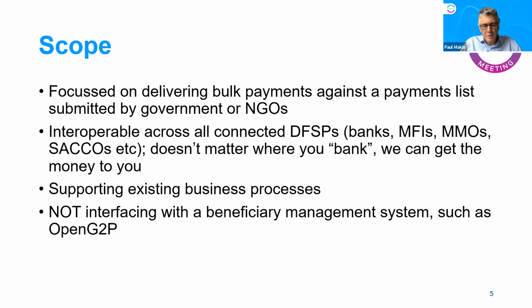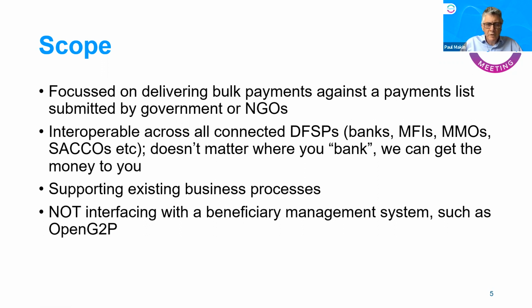By bulk payments, I mean create a payments list of pay this person this amount and submit it into the hub for delivery. What we have to make sure is, if we're going to be delivering value, is that this has to be interoperable across all connected DFSPs. So it doesn't matter where you as an end customer, end beneficiary, choose to bank. We'll get the money to you. You could be a banked customer, a mobile wallet, a SACCO, an MFI, wherever it is, provided you're connected into the Mojaloop hub, clearly, because we're not using carrier pigeons, we can get the funds to you.